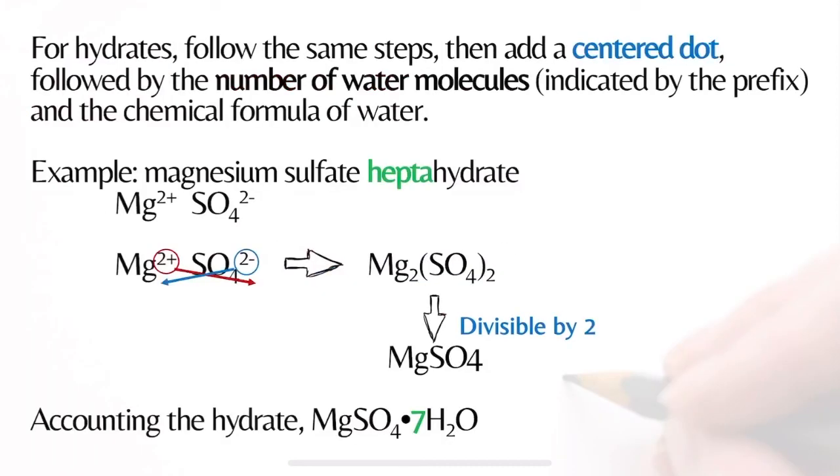And then for hydrates, you follow the same steps, then add a center dot, followed by the number of water molecules indicated by the prefix, and the chemical formula for water. Example, if you have magnesium sulfate heptahydrate, magnesium is Mg2+, sulfate is SO4 2-, and then hepta would pertain to 7. So you have MgSO4, you have a center dot, and then 7H2O as the formula for magnesium sulfate heptahydrate.